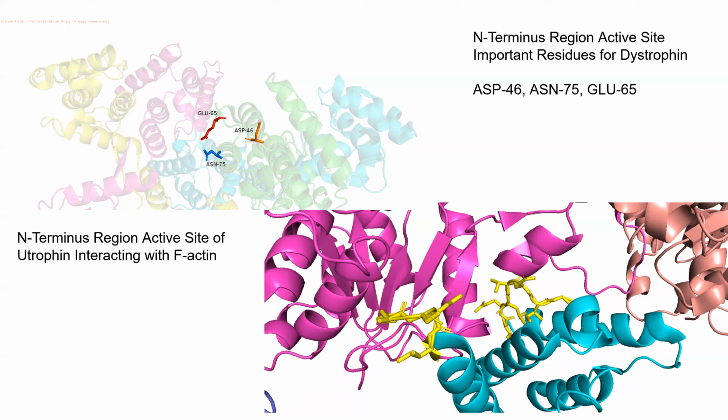The top image shows the same image from the previous slide, with the key residues for the dystrophin-actin interaction. The bottom image shows the interaction between some residues that are present in utrophin, which are colored yellow in stick formation, and these interact with the F-actin, which in this image is the magenta colored.